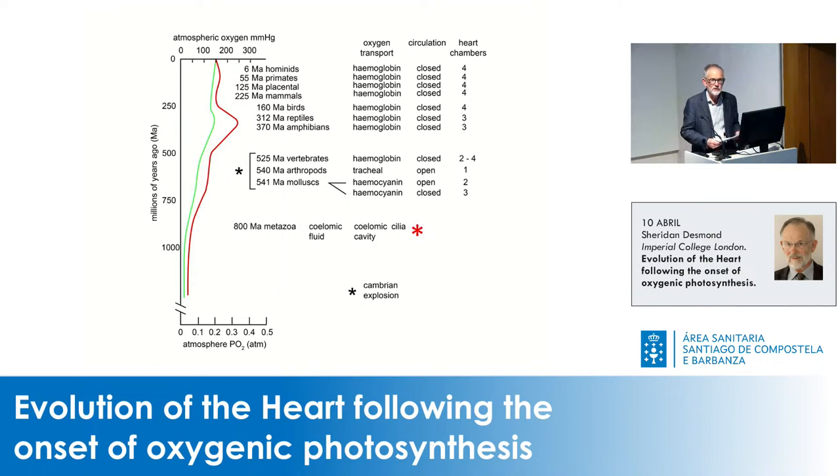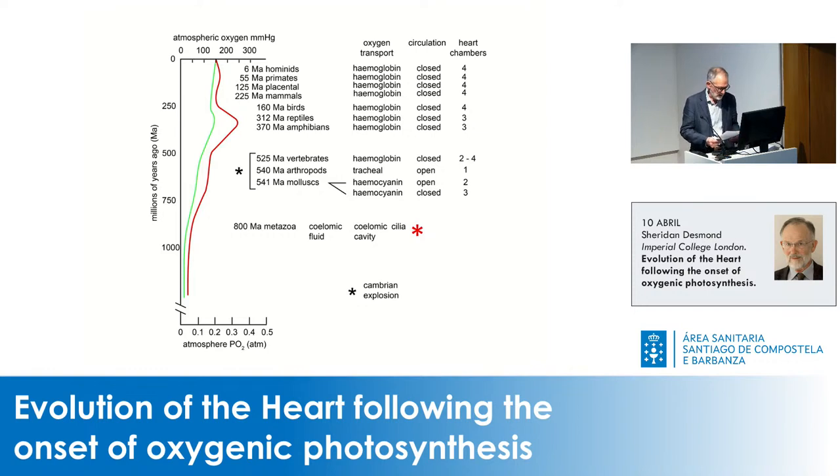It was also associated with a dramatic explosion of life evolution on Earth, known as the Cambrian explosion, when over a period of just 30 million years, which in geological terms is a blink of an eye, we had a huge evolution of organisms: mollusks, arthropods, and vertebrates. Organisms responded by developing larger and more complex bodies, and they needed systems for delivering oxygen more effectively.